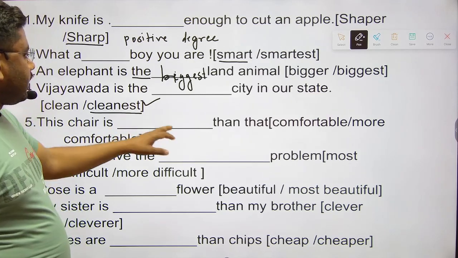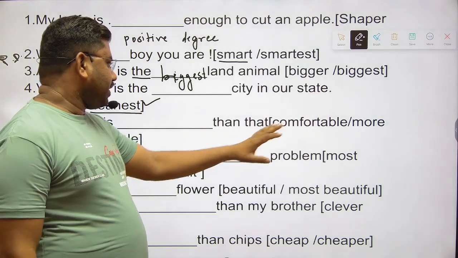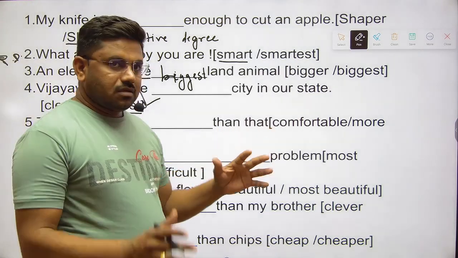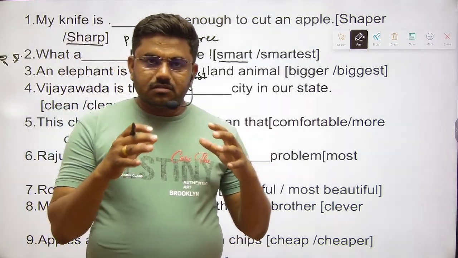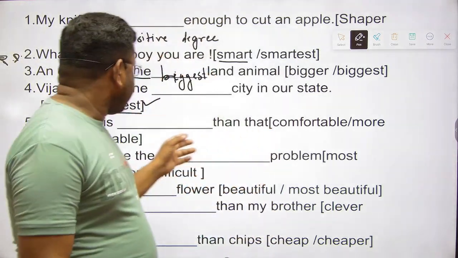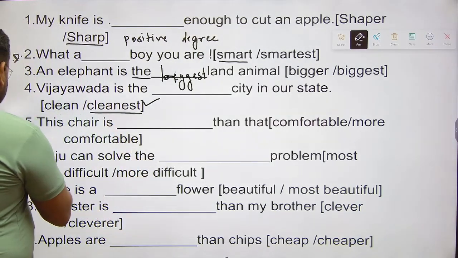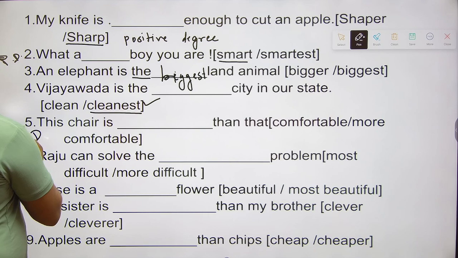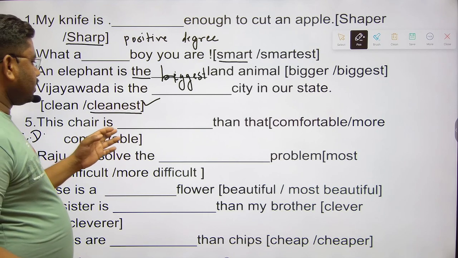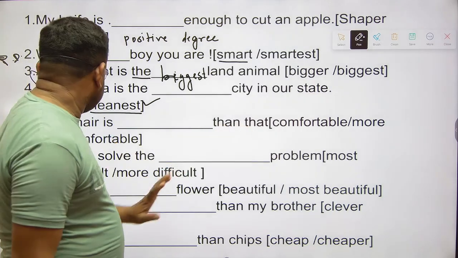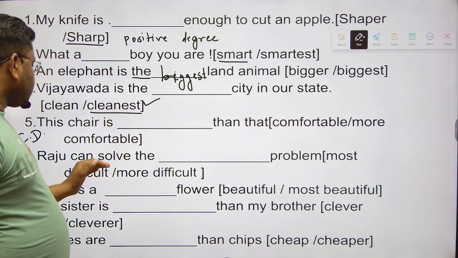This chair is dash than that. Comfortable or more comfortable? Now see, "than" came, which means it is compared with another one. That's why it is a sentence from the comparative degree, that is, we can say the CD. This chair is more comfortable than that.